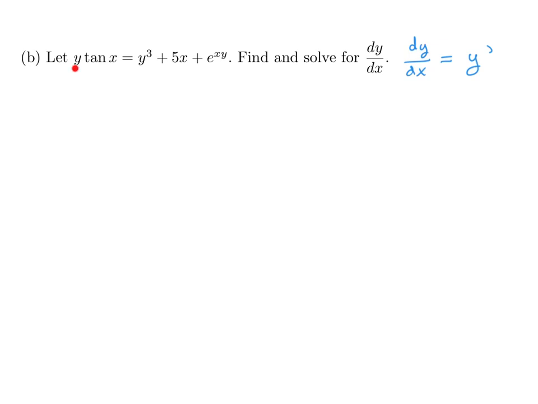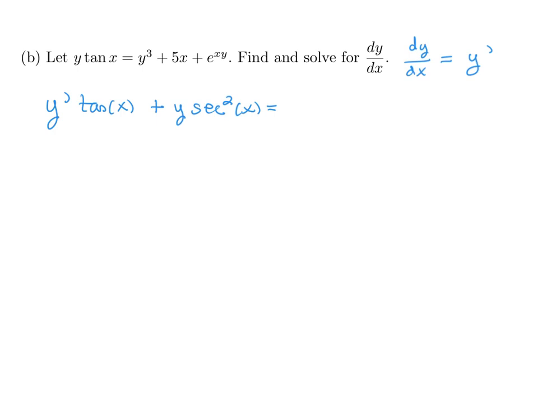I'll start with this y tangent x. This is a product of two functions. Product rule says you start by taking the derivative of the first. What's the derivative of y? Well, it's simply the derivative of y, y prime. And then we copy down tangent of x. I then add on to this, leave y alone, but then take the derivative of the second piece, tangent. The derivative of tangent is secant squared. Okay, this is going to be equal to the derivative with respect to x of the other side.